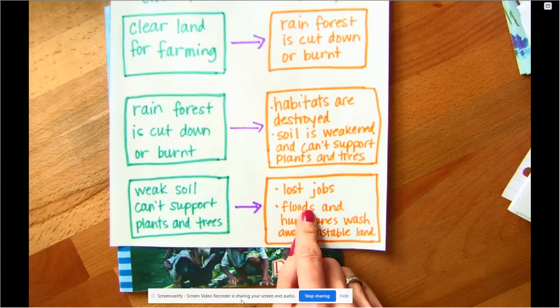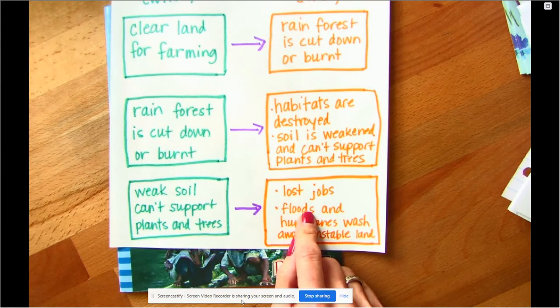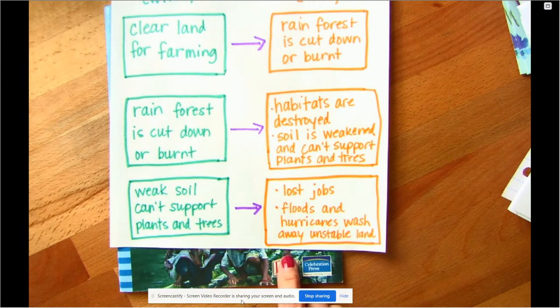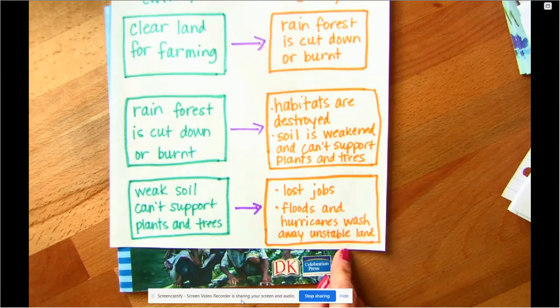People, remember, lost their jobs. They weren't able to harvest the coffee and the maize and the sugar. Right? Floods and hurricanes came through and they washed away that unstable land because the plants weren't there to hold everything in place.